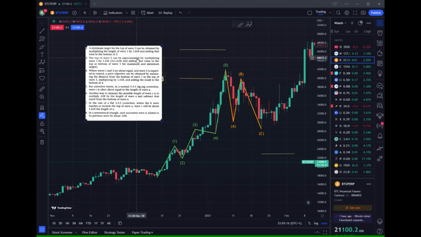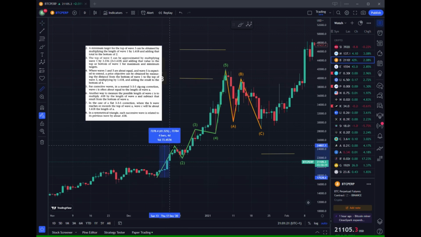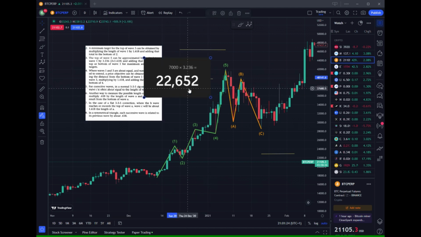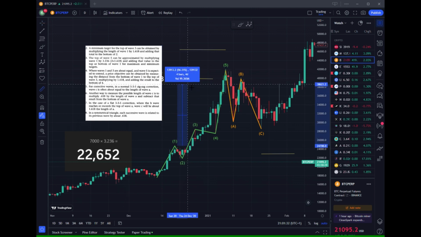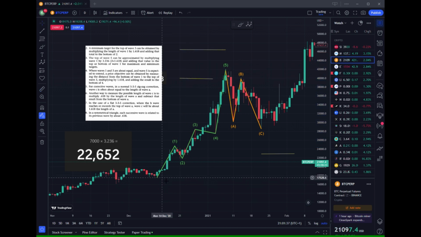So the top of wave 5 can be approximated by multiplying wave 1 times 3.236. So what I did is I took the same 7,000 again, and I multiplied this by 3.236. So we end up at 22,000. And we add this to the bottom from the first wave. We got to this line. This yellow line should be a bit higher, but it's fine. And that was actually, it's correct. It could be coincidence, but the fifth wave does end here, which I think was pretty cool. Yeah, it could be coincidence, but it works for now.